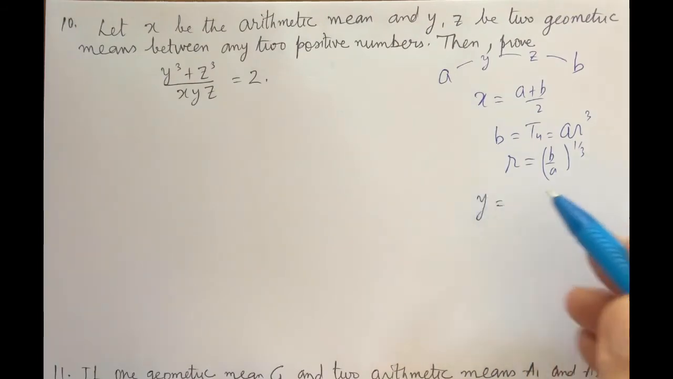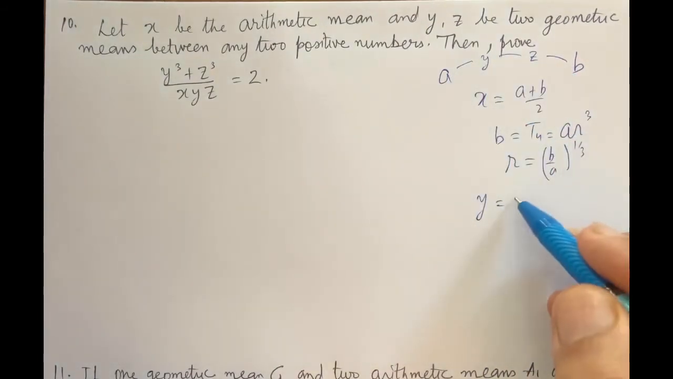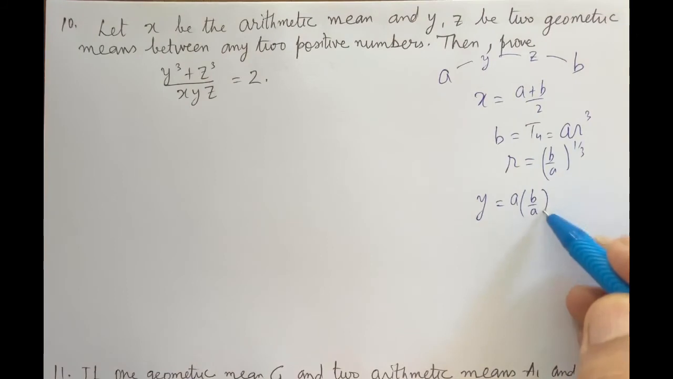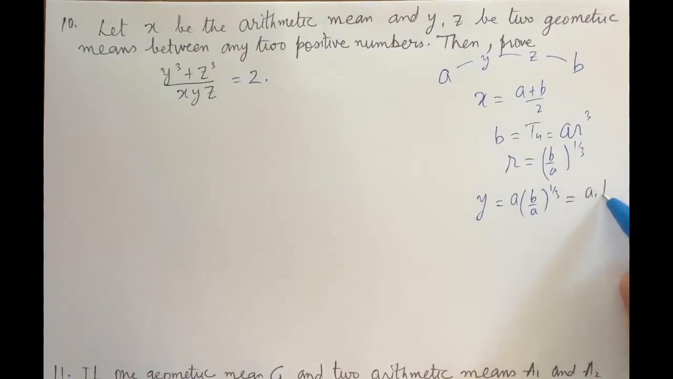So y is a into r, that is a into b by a raised per 1 by 3. It's a into b raised per 1 by 3 upon a raised per 1 by 3. A raised per 2 by 3 into b raised per 1 by 3.